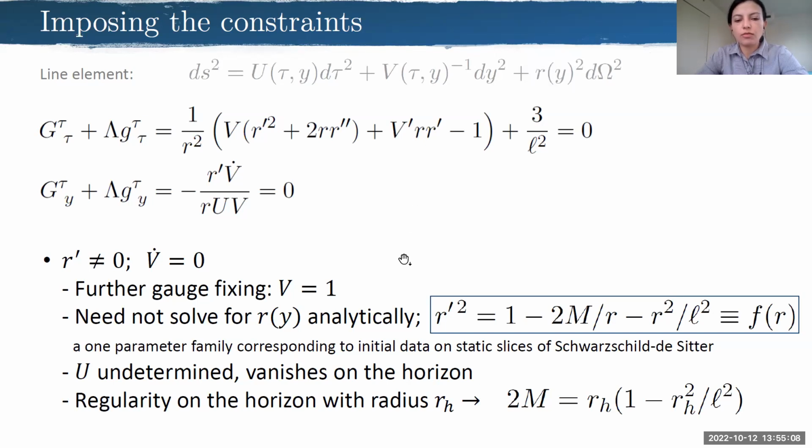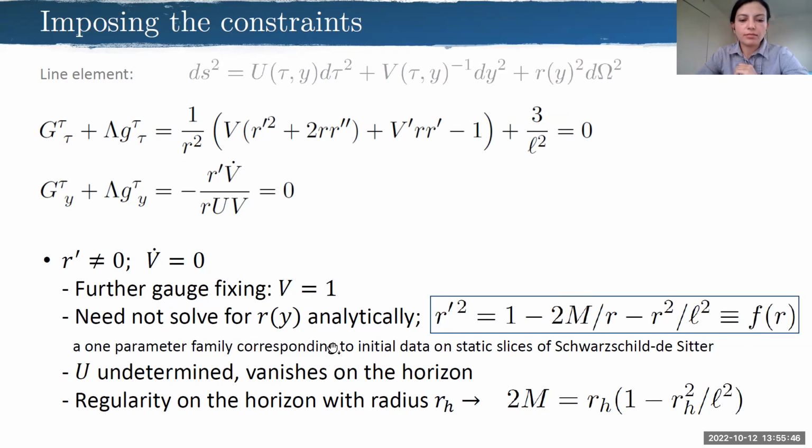But we do not need to solve for R of Y analytically in order to obtain the action in the path integral. It suffices to know R prime, which can be obtained from the Hamiltonian constraint. And we find that this has become the familiar function that one sees in the slices of Schwarzschild-de Sitter space. This mass parameter is an integration constant and plays the role of a free parameter in the configurations that we consider.